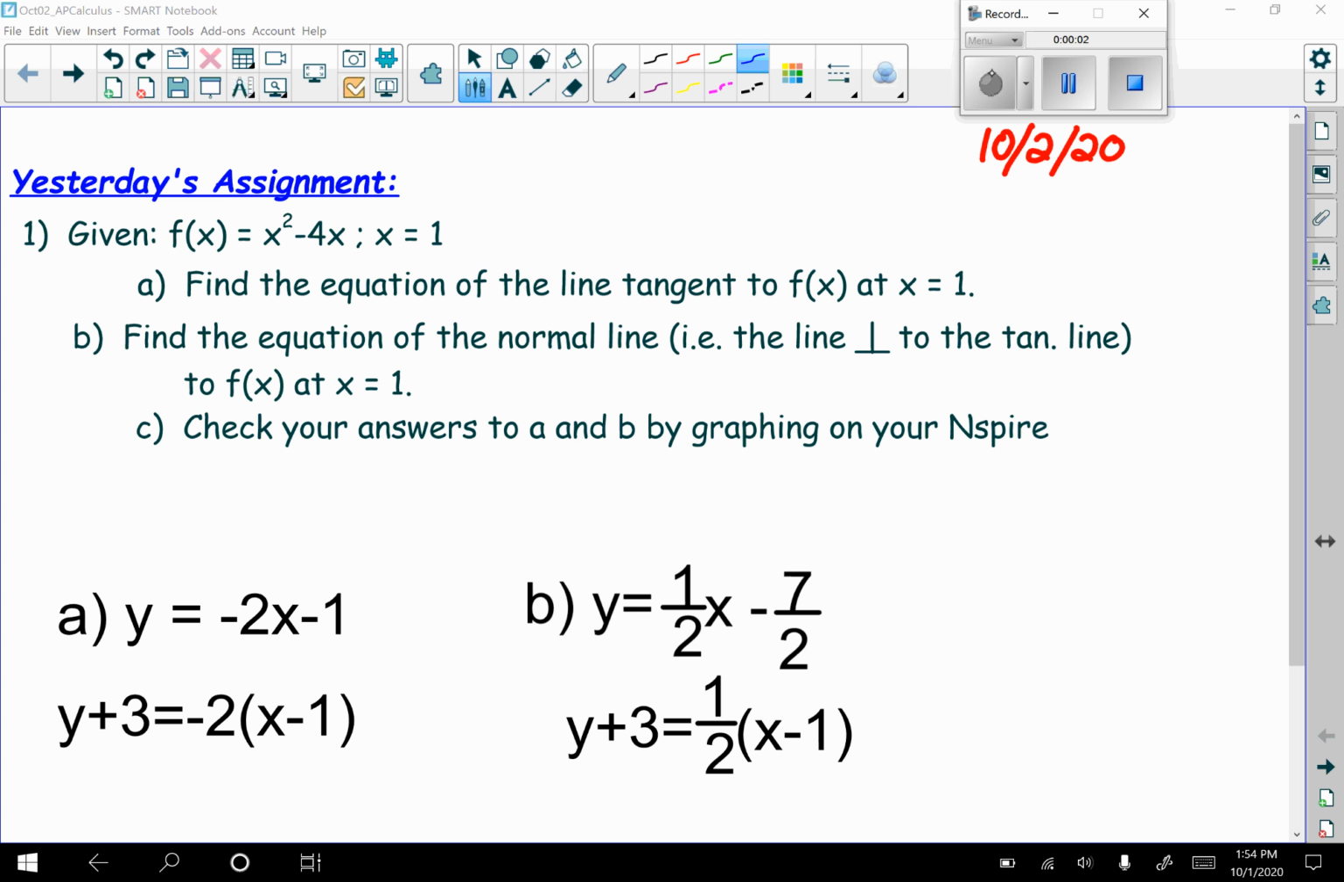So here are the equations of the lines that I assigned, part of the assignment that we started Wednesday and finished yesterday. So please take a look at these. The first one, they're both in slope-intercept form, but then they're just in point-slope form for the second part.